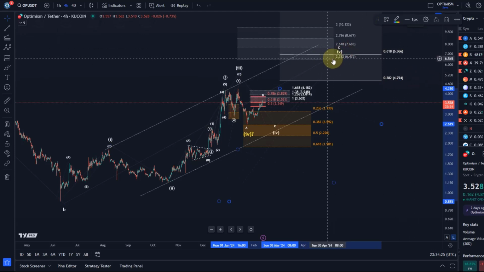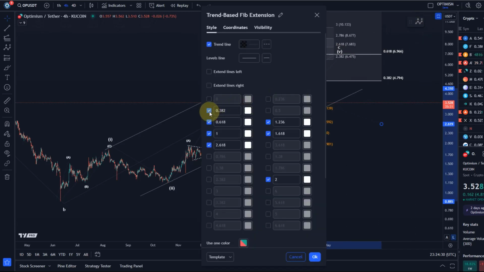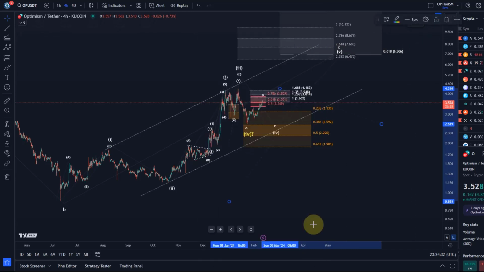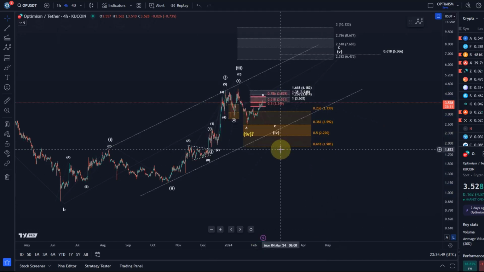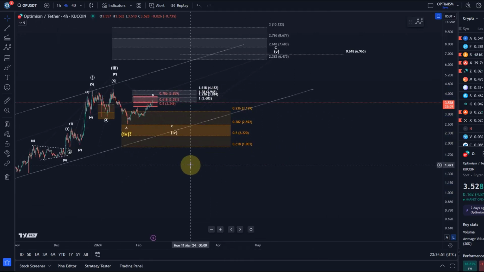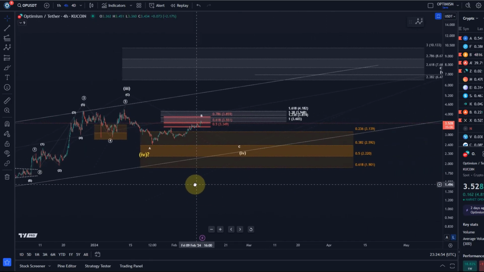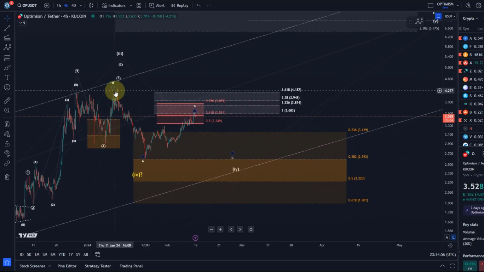You can see here that the 61.8 extension level, which is a very common target when measuring it like that, points to $6.96. So very much an overlap with that target area that we already have there on the chart. But I need to take out the other fibs, and I want to leave that one on the chart for future reference.